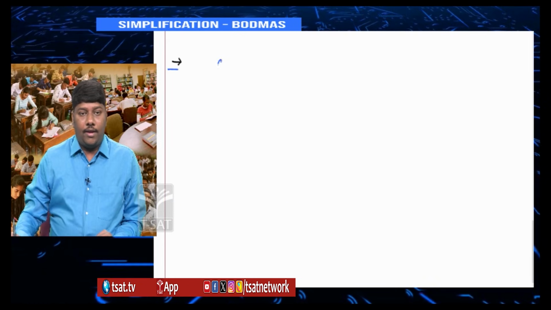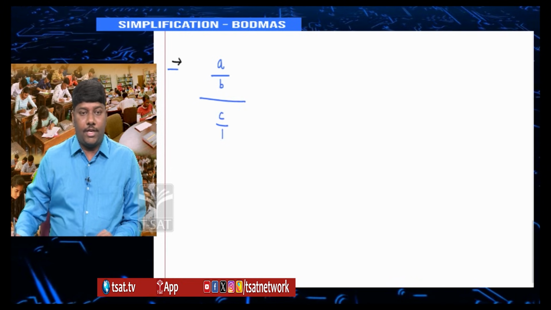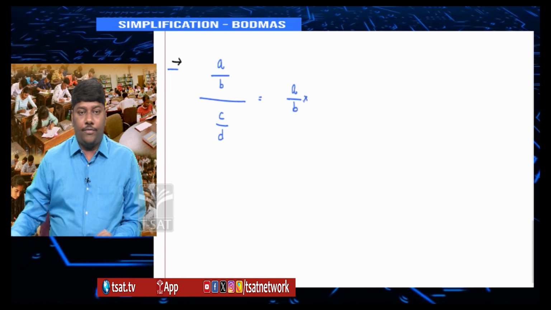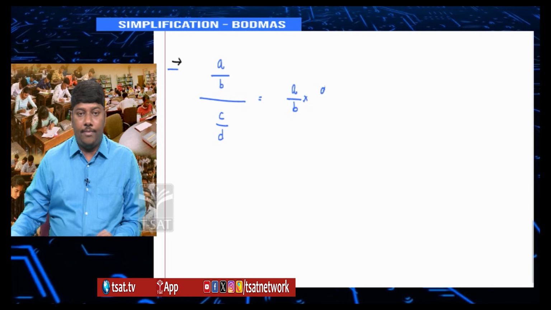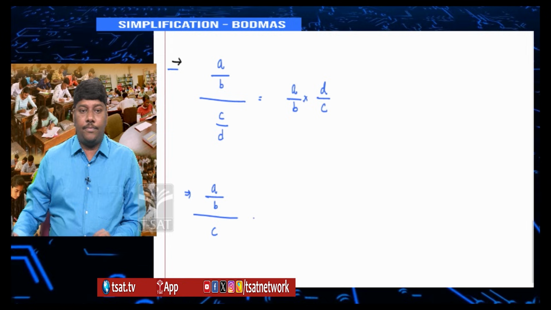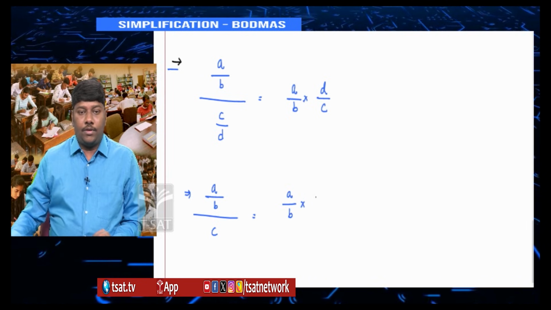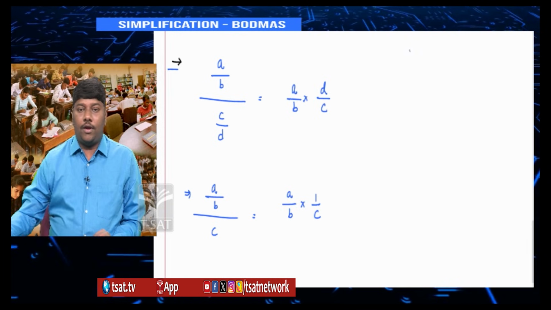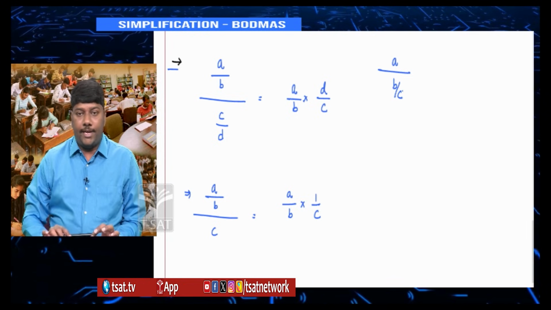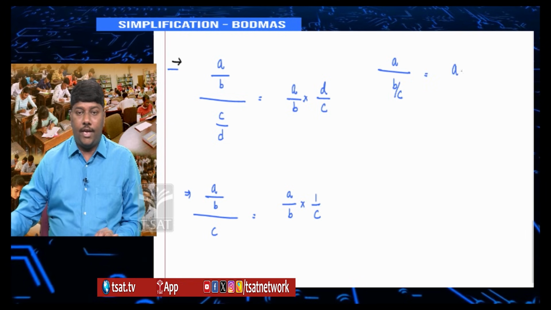When you have A by B divided by C by D, there are some rules which can help you. I can write A by B, if it comes up then it becomes D by C. When you have A by B divided by C, we can write A by B into 1 by C. Or else you have A divided by B by C: here your numerator is A, your denominator is B divided by C. So if it comes up, it becomes A into C by B.